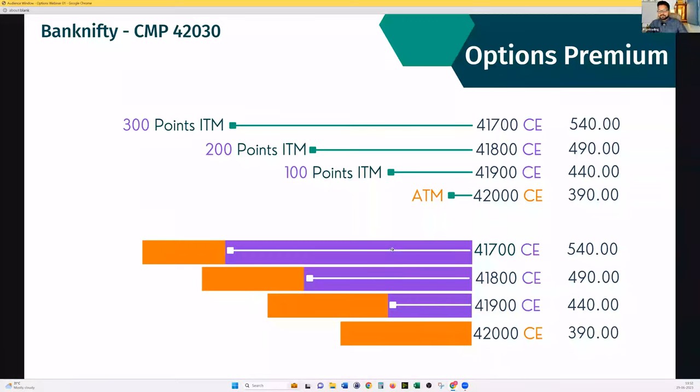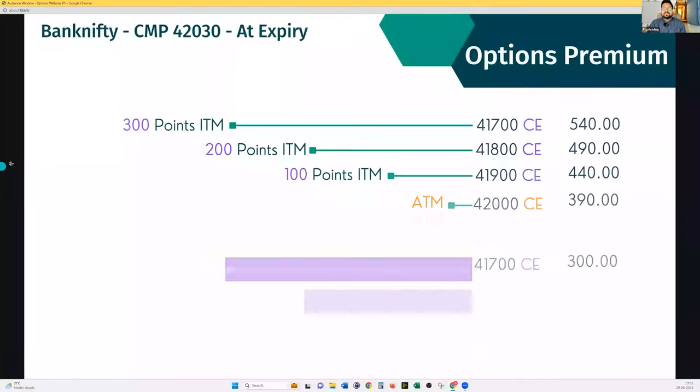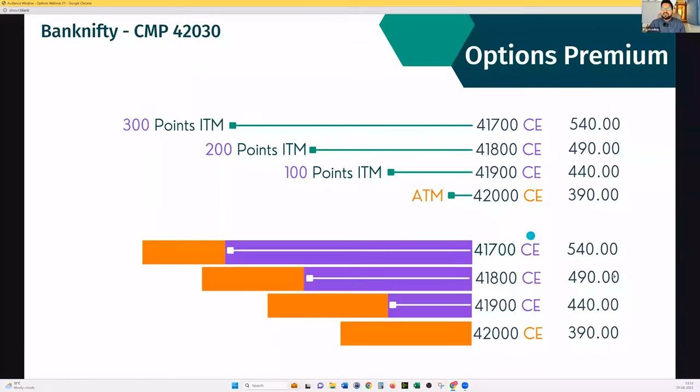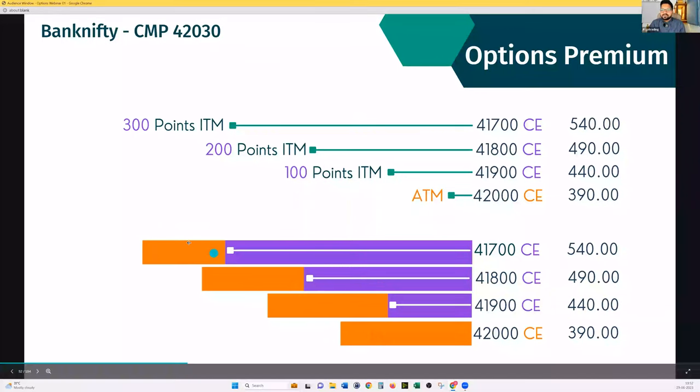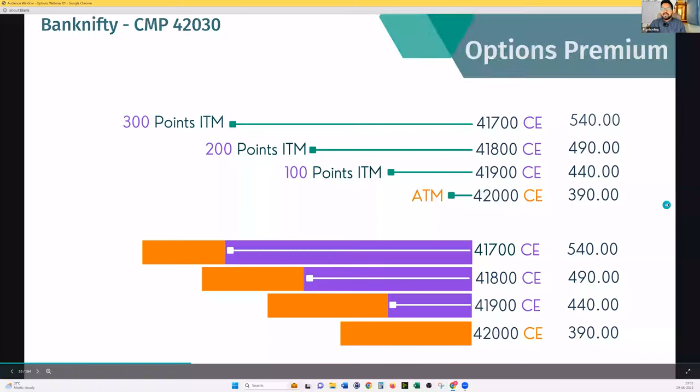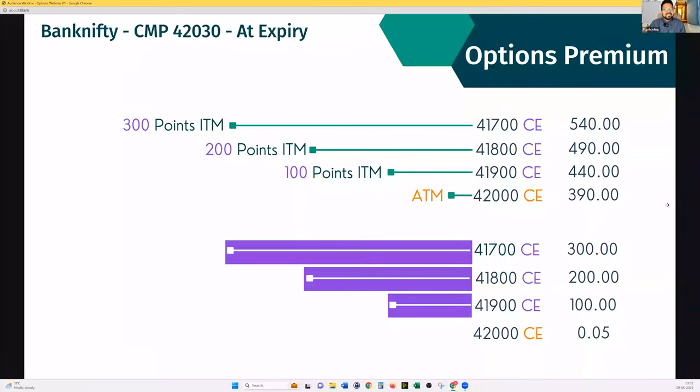Come on guys, type your answers in the chat box. Okay, increases. Superb. So at some point, let's say on Wednesday, this is how it is designed. And at expiry on Thursday, Bank Nifty expires on Thursday, what happens is this 540 rupees of premium will come to 300. And this 490 comes to 200. And 440 comes to 100. And this 390 comes to zero.